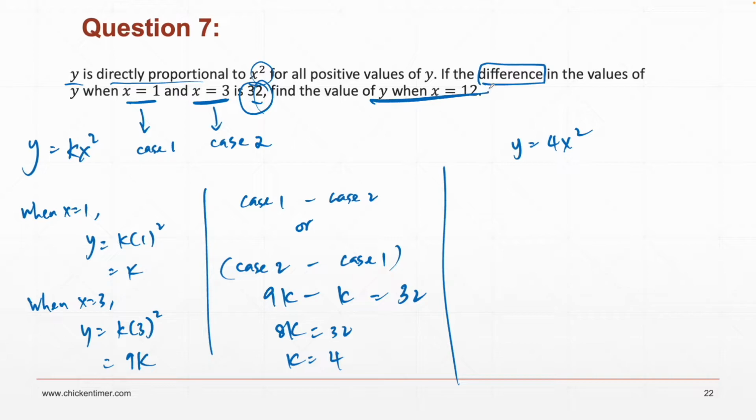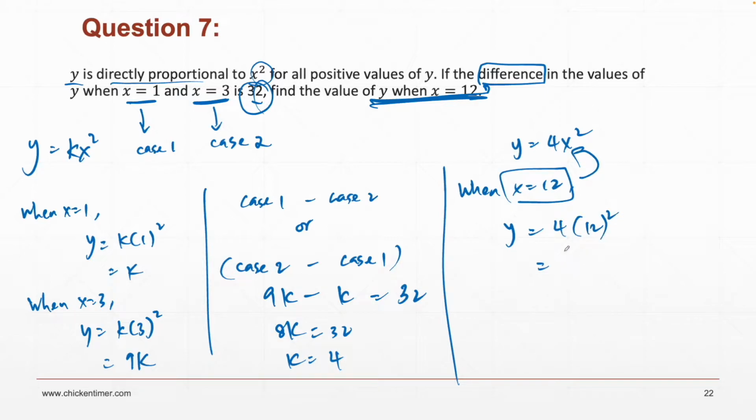Then the third part says to find the value of y when x equals 12. So when x equals 12, I will substitute this into x. So 4 times 12 squared. Let me get the calculator. Then it's 576. So what you should do is just follow the instructions of the question and then use y equals kx, y equals kx squared, or some other relation as instructed by the question.